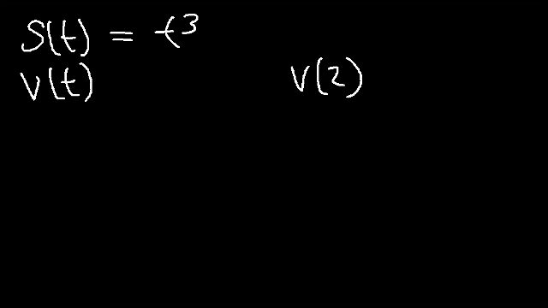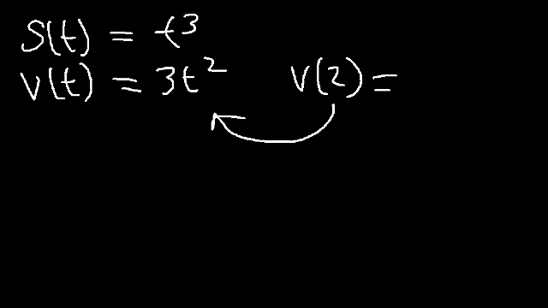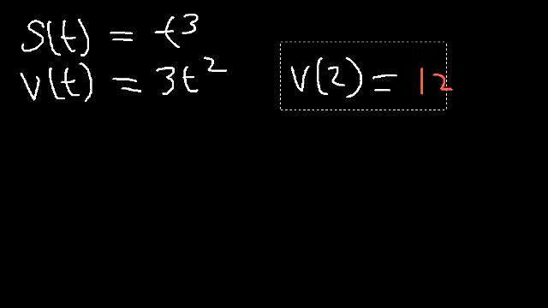Let's say the position function is t cubed. Calculate the velocity function with respect to time using the limit process, and also find the velocity at t equals 2, which is the slope of the tangent line at t equals 2. So first, let's do it the easy way. We know that the derivative of t to the third is 3t squared. And the velocity at 2, you just got to plug in 2 into this equation. 2 squared is 4 times 3, that's 12. So let's put this here.